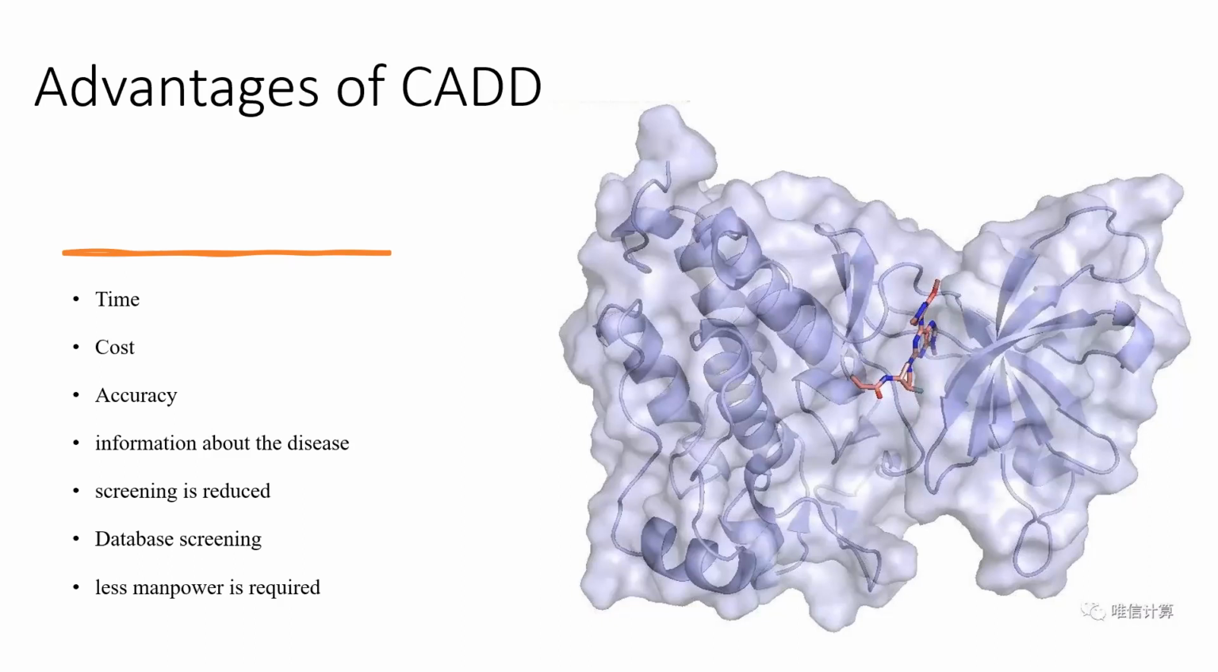What about cost? It is very cost effective. Instead of taking 15 compounds and doing trial and error in the lab, computer-aided drug design, CADD, will let you know which of them is working and which of them is not working. Can you see that? Accuracy. There is high accuracy in this once you know what you are doing.